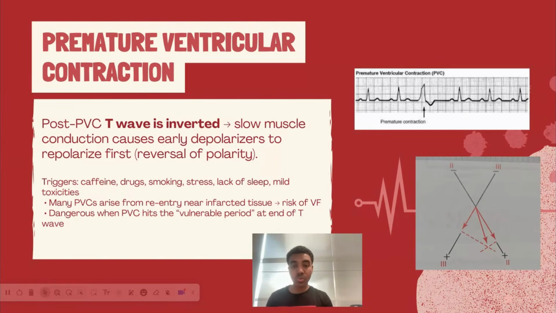Now, what are the triggers for this premature ventricular contraction? You have caffeine, drugs, smoking, stress, lack of sleep, and mild toxicities. Many premature ventricular contractions happen from re-entry near infarcted tissue, and this causes a high risk of ventricular fibrillation, and we're going to talk about all this in a second. It is dangerous when a premature ventricular contraction hits the vulnerable period at the end of the T wave. That is the most vulnerable period, and it can cause ventricular fibrillation, and we're going to talk about this as well in a second.